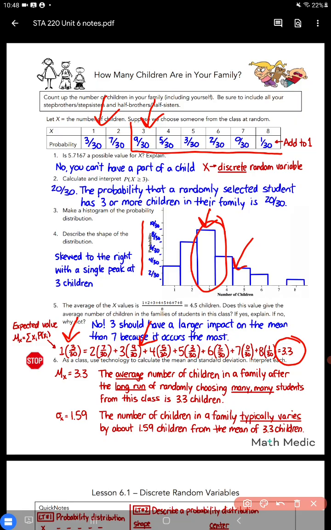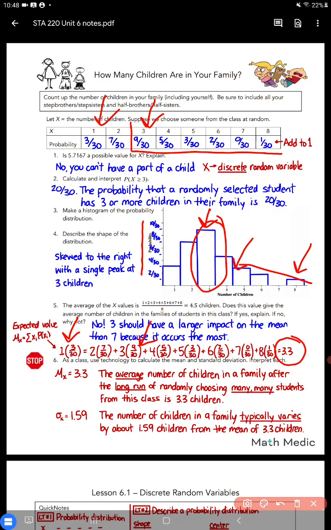Okay? So that's the center. What about the shape of our graph? Well, the shape of our graph, I can tell it's leaning towards the right, and that's because I have a right tail down here, right? So this graph is skewed to the right. And then the last thing is our spread. So usually when we talk about spread, we want to look at standard deviation.